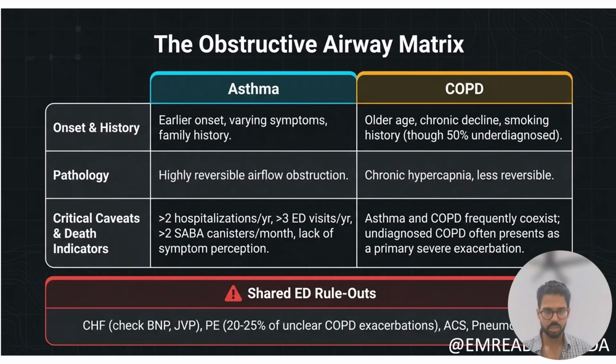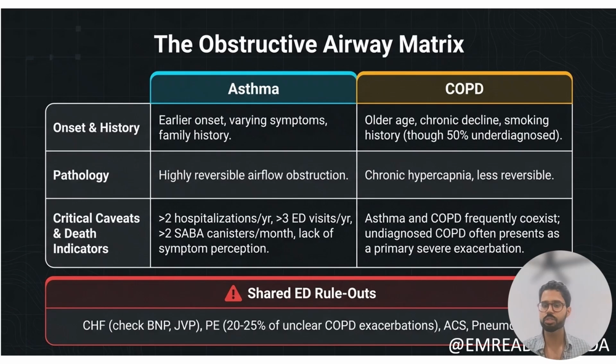There are some differences. So onset and history: in asthma, usually earlier onset, varying symptoms, and usually there's a family history, versus COPD, where we're talking about older age, chronic decline. Usually there's a smoking history, although 50% is underdiagnosed. Remember, COPD, chronic obstructive pulmonary disease. Asthma is usually an earlier onset.